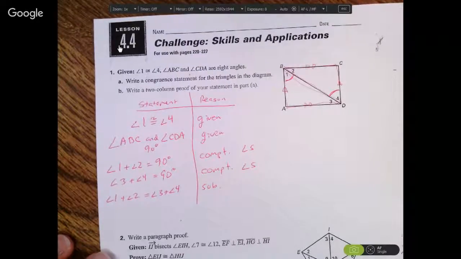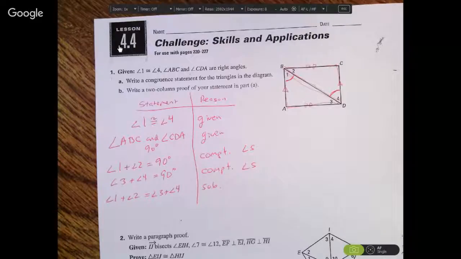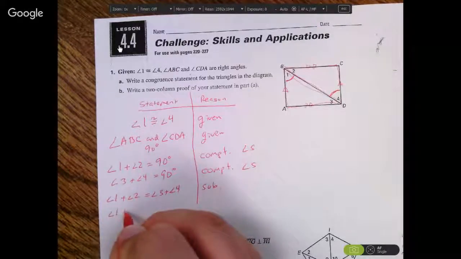And that's why I wanted to play that reason game the other day, because you kind of have to be able to, throughout the year, use all these different reasons. What was the reason? The quizzes we did where you had to pull out. Okay. And if angle 1 is congruent to angle 4, okay, then I can, I don't know, I can substitute this.